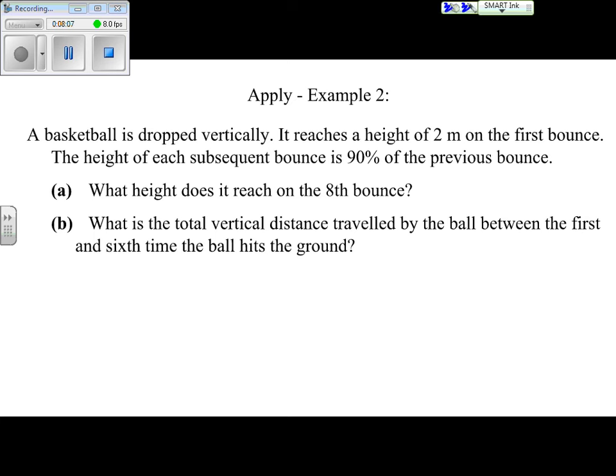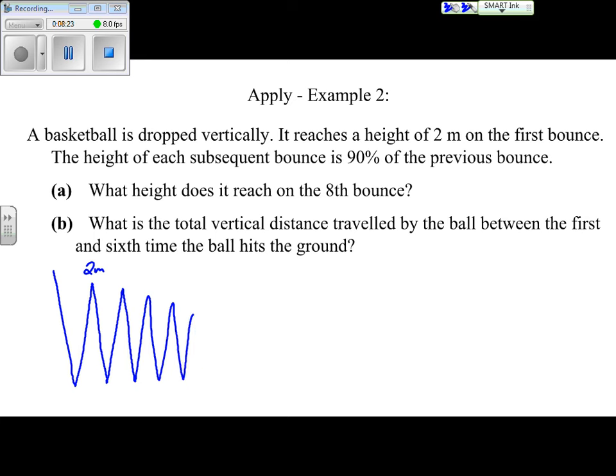Is part A. So I'm going to draw a quick sketch. So I drop a basketball, it bounces, and then on its first bounce, it reaches a height of 2 meters. And then it comes back down, and then it's 90% of what it was before. So we're going to not be quite as high, and then not quite as high, and not quite as high, 90% of what we had each and every time. And we want to know what height does it reach on the 8th bounce.